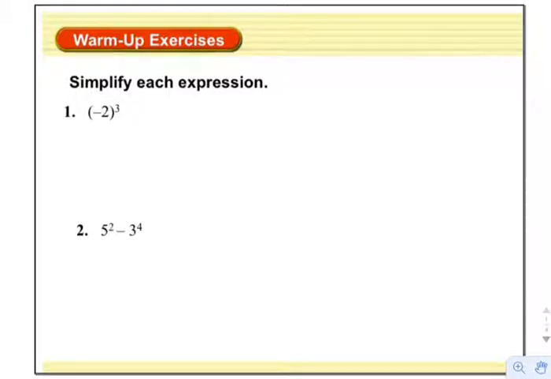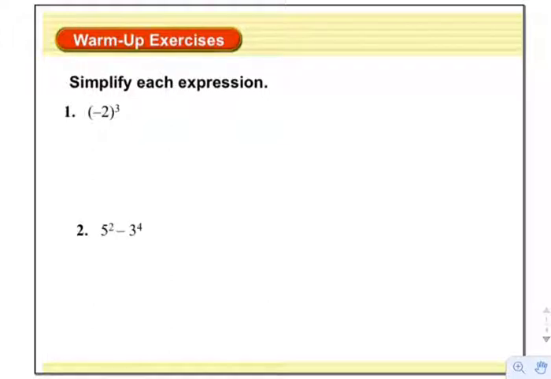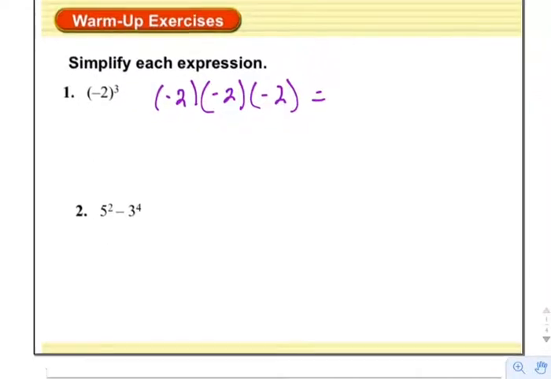Hey everyone, so today we're starting Chapter 2, Unit 2.1 about using properties of exponents. Your warm-up is just to simplify each expression. Hopefully you remember a little bit about exponents and you can look at these and think to yourself, well, negative 2 to the third power means negative 2 times negative 2 times negative 2. And you can go ahead and finish that from there. And then the same thing with example number 2. So take a minute, do those problems on your own.